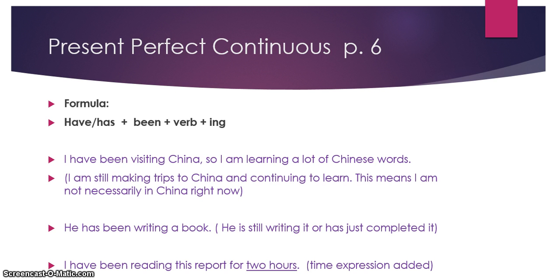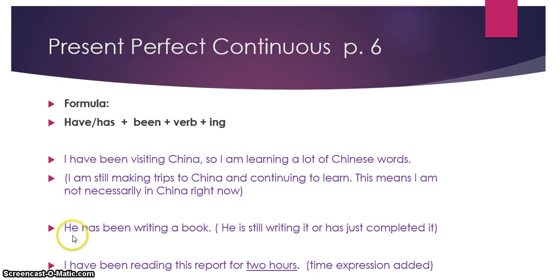Let's look at some more examples of present perfect continuous. The formula for this form is have or has plus been plus a base verb plus ing. So if I say I have been visiting China, so I am learning a lot of Chinese words. So here's my have been, here's my base verb plus ing. Now, this means I am still making trips to China and continue to learn Chinese. But this means I am not necessarily in China right now.